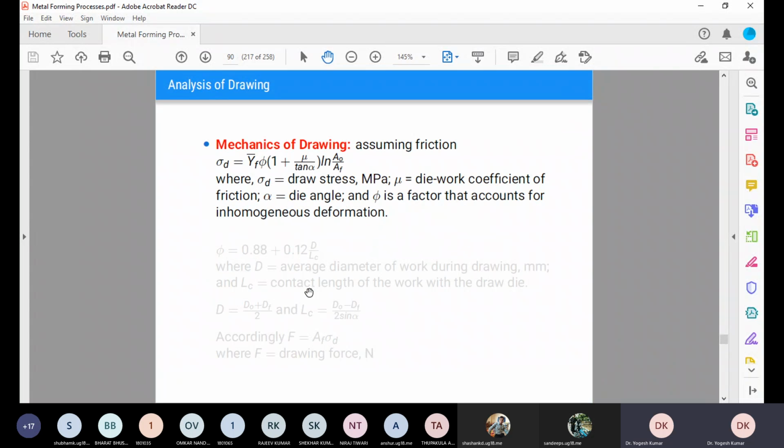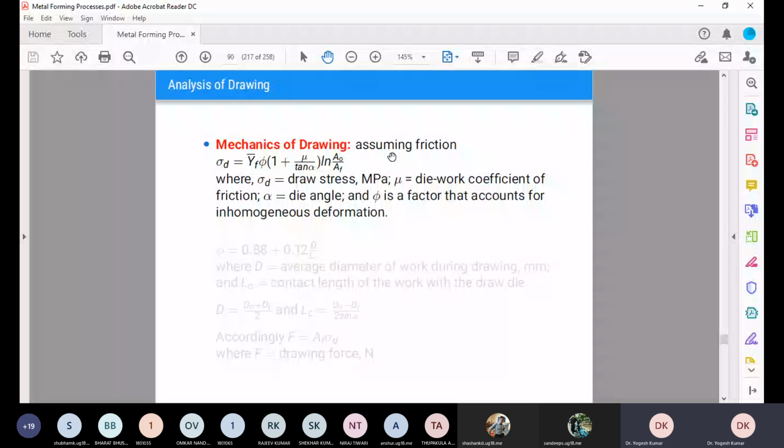Now we will come to the mechanics of drawing, considering the frictional values. Okay, I can see there is some lagging in my voice and the PPT changing. So I will sometimes slow down my voice in order to match the slide changing frequency, because I am seeing on mobile the slides are changing a bit late.